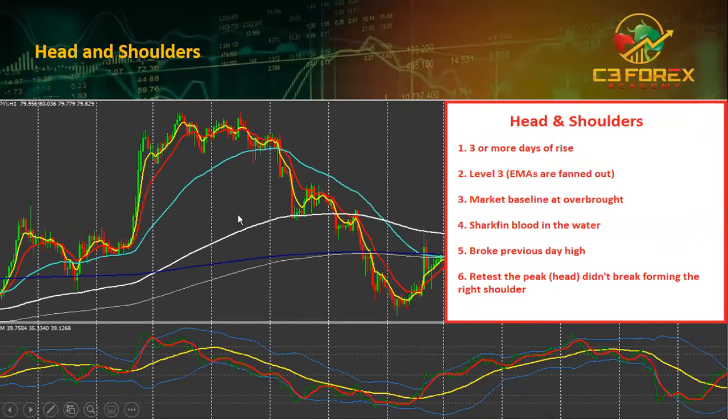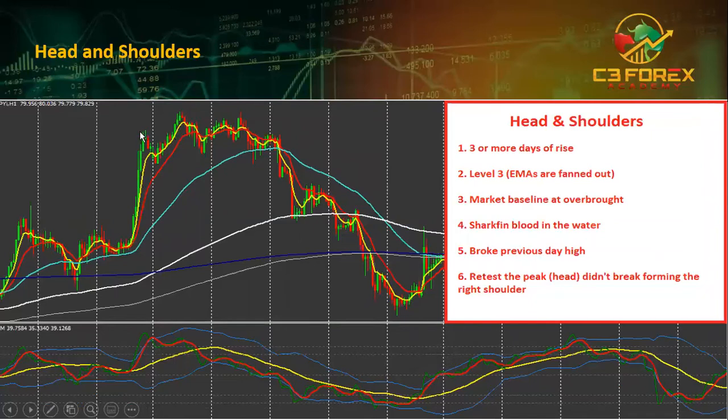Level 3, EMAs fanned apart, price been rising. Market baseline sitting out overbought. You got a shark fin, blood in the water. You got divergence, price is going down on your TDI. Price is going up on your charts.